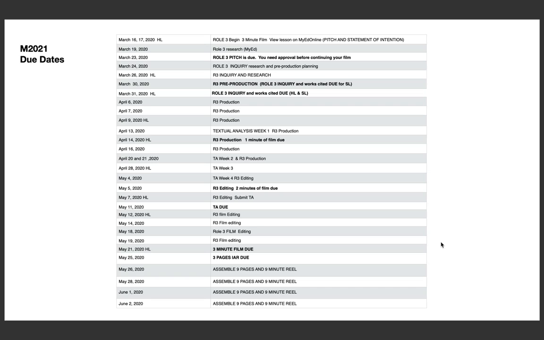And then April 13th, we're going to begin our 4 weeks of the textual analysis. We will have 4 weeks to do that. And, you know, it's not full time. It's not like your whole life is going to stop and you work on the textual analysis. But you do need to know that you'll be working on the textual analysis and the film at the same time. So a lot of good planning is going to be necessary.